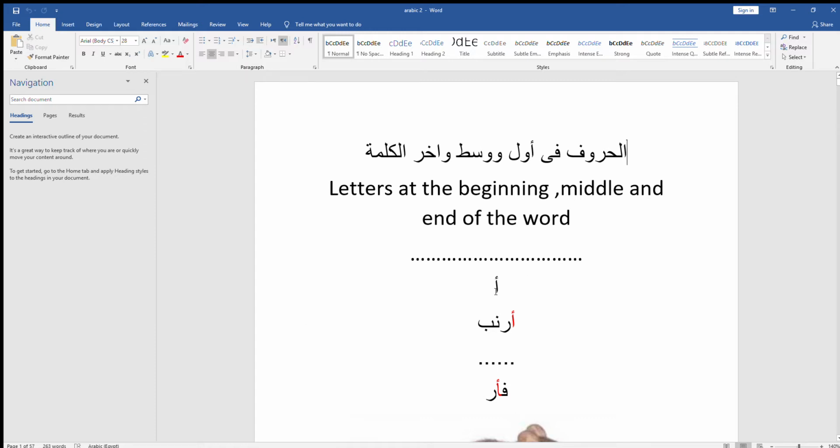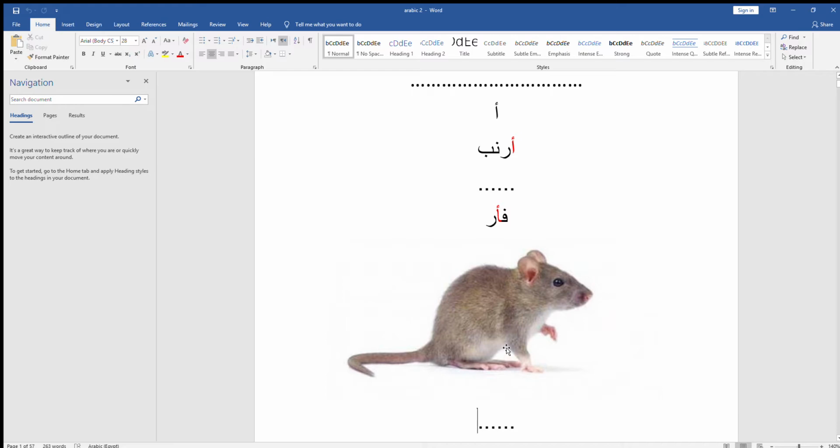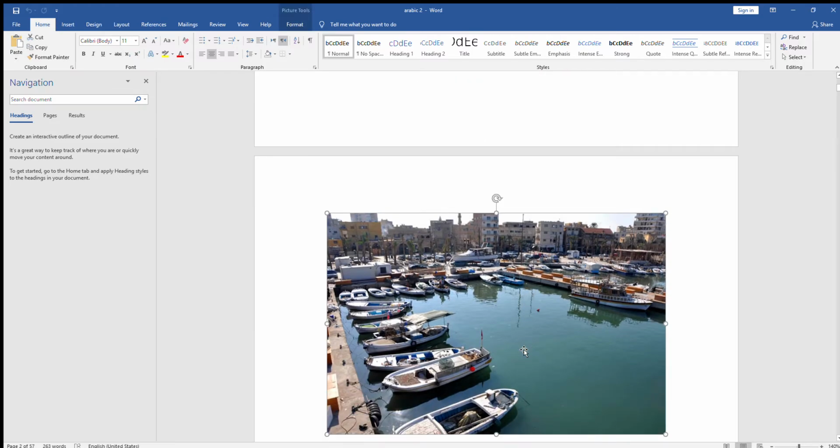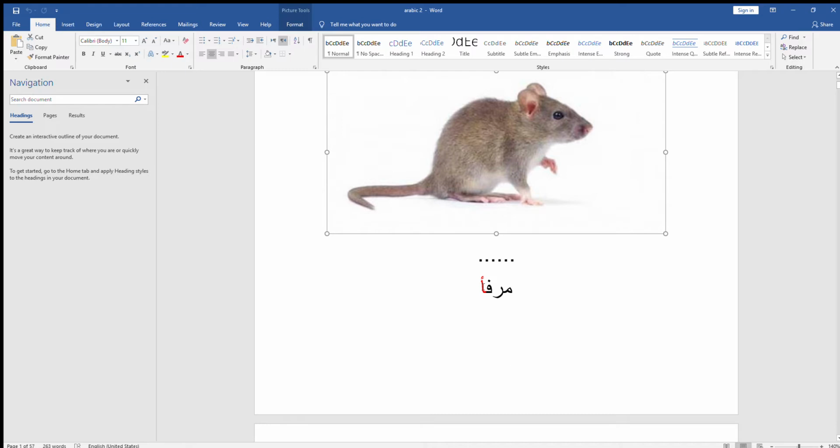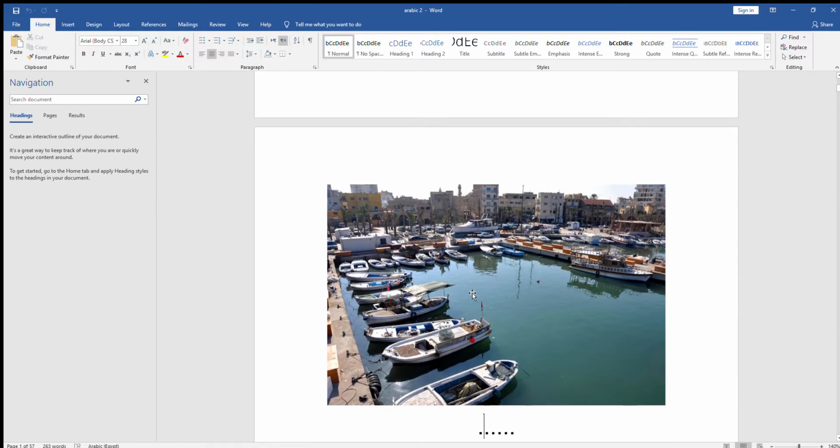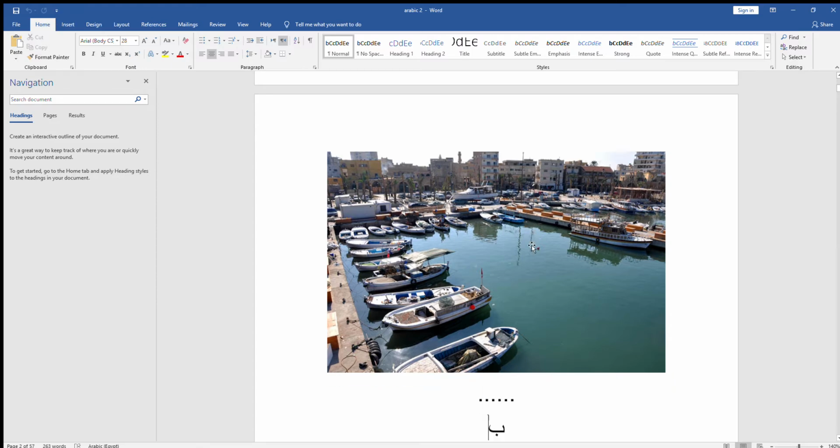The first letter is Alif. Alif at the beginning of the word, like Arnab, the rabbit. And Fa'ir, Alif in the middle of the word. It can be attached to Fa, but not attached to Ra. This is Fa'ir. And the shape of Alif at the end of the word, like this: Mirfa. The meaning of Mirfa, this is Mirfa.